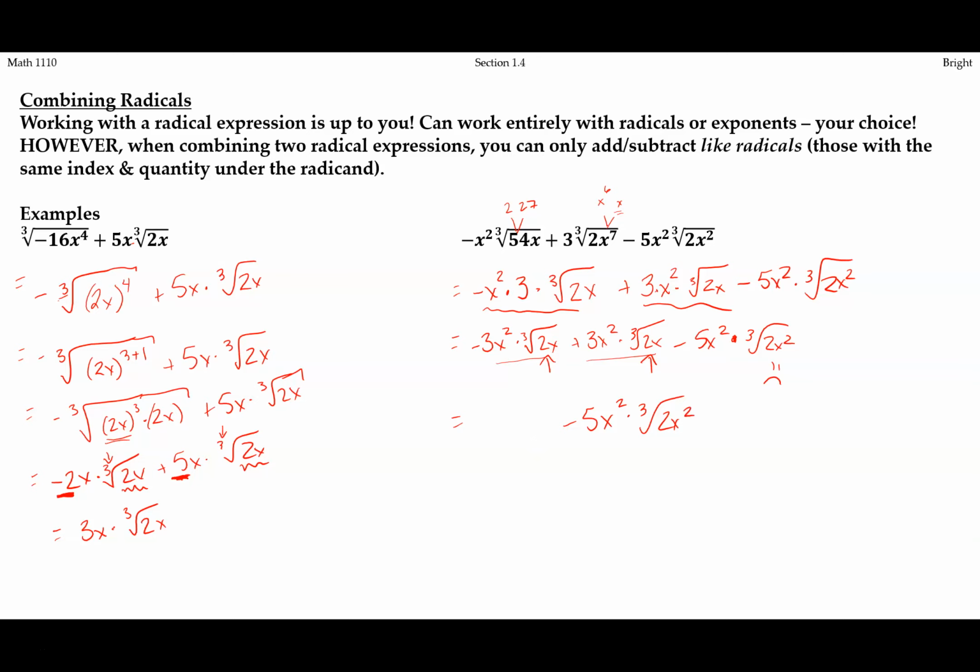I guess the big ideas here, combining radicals: make sure to look for like radicals. They have to have the same index and radicand. So just be on the lookout for that. And try this question in the quiz.